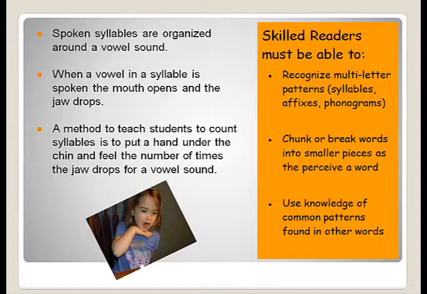Skilled readers must be able to recognize multi-letter patterns such as syllables, affixes, and phonograms, chunk or break words into smaller pieces as they perceive a word, and use knowledge of common patterns found in other words. In this course, students will begin to learn how to segment words into syllables by learning that spoken syllables are organized around a vowel sound. They will also learn that when a vowel in a syllable is spoken, the mouth opens and the jaw drops. One method to help teach students to count syllables is to have students put a hand under their chin and feel the number of times the jaw drops for a vowel sound.